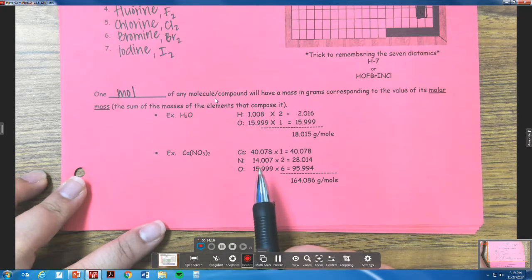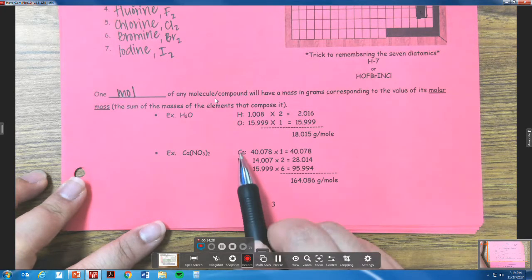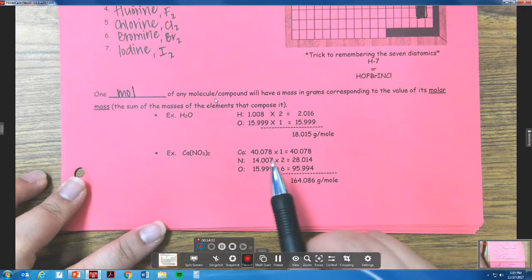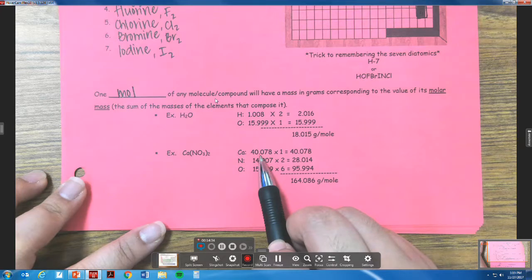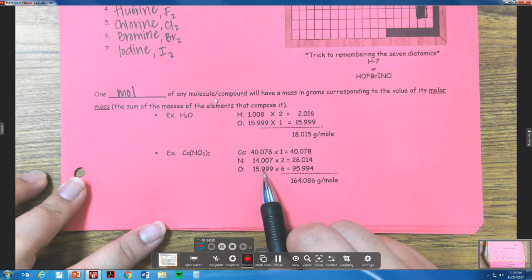Now another example, we have Ca(NO3)2. These are all the elements we have: calcium, nitrogen, and oxygen. You always want to identify, what elements do we have in our molecule? So calcium's atomic mass is this, nitrogen's atomic mass, and oxygen's atomic mass.